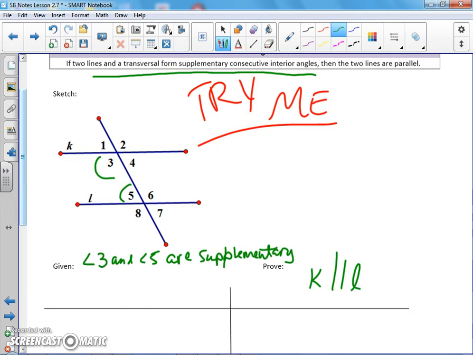The last one, I want you to practice reading through the theorem that they give you and coming up with your given and proof in the same manner.